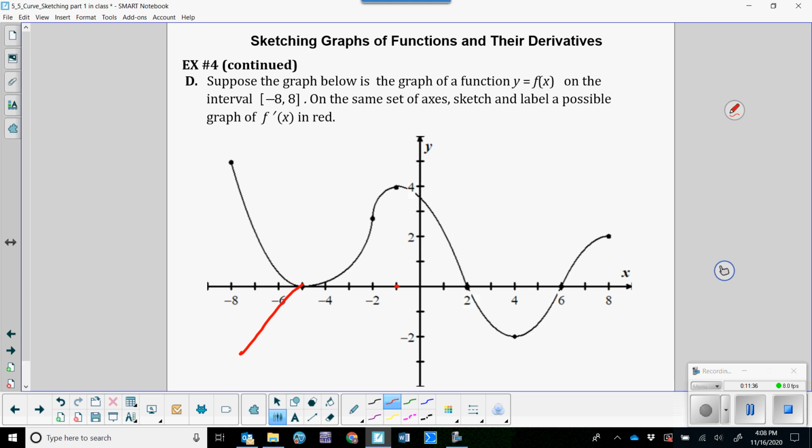But I also have to think about there's an inflection point right here. So there must be some kind of maximum going on. So this is going to have to go up. And then I got to have some kind of maximum for f prime because there's an inflection point, and then it's going to come back down. And it didn't have to go through that point. That just happens to be how I drew it.